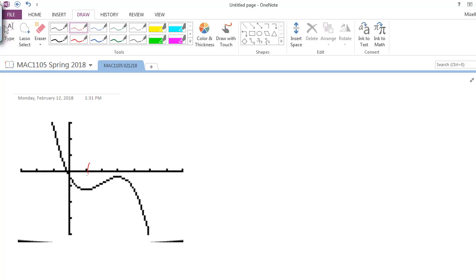So on the interval from 1 to 3, the function is increasing. It's decreasing on the interval from negative infinity to 1, and on the interval from 3 to positive infinity.